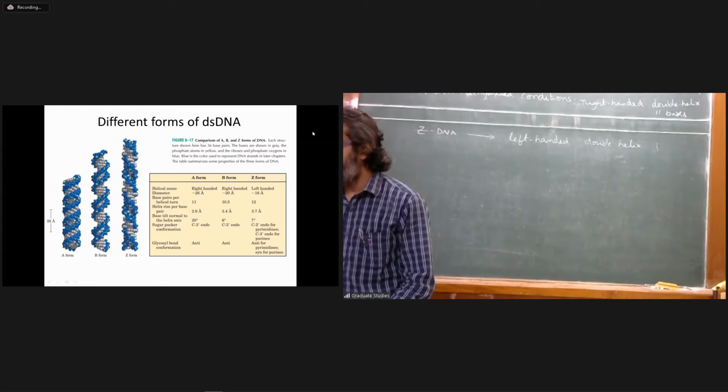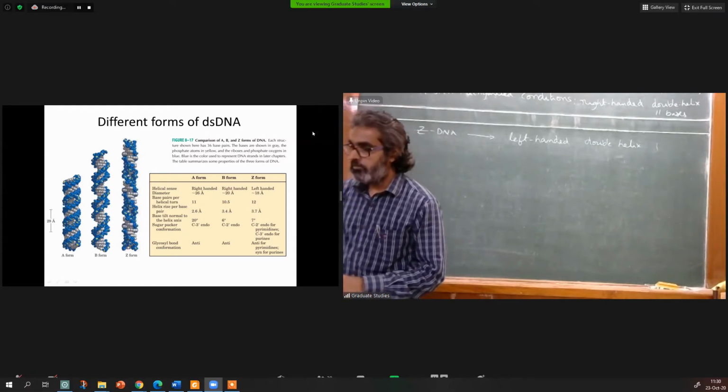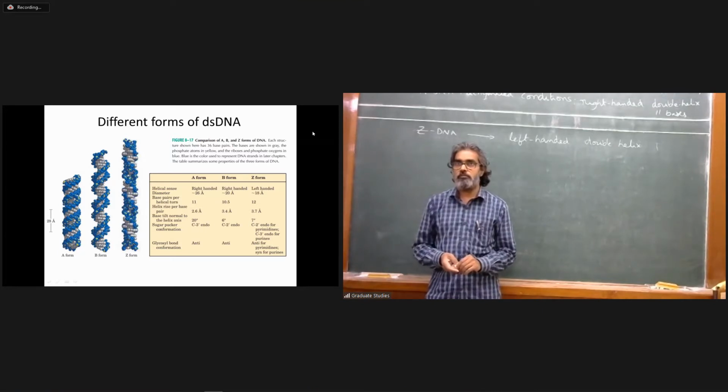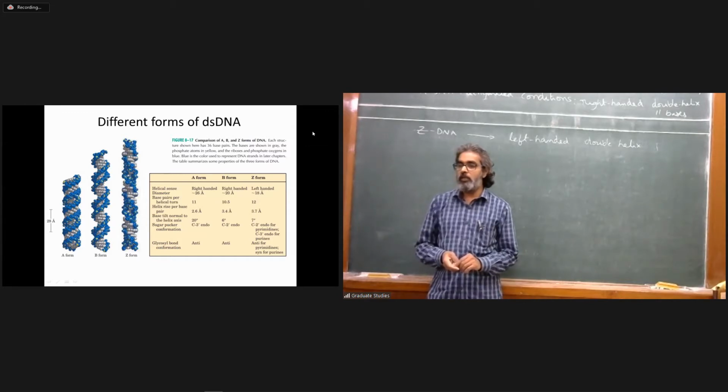Go ahead, Suma. Okay, so the next question is for the A form, we heard the reason that there is less water content around the DNA, and that's why it's getting compressed. So what are the possible reasons for the Z DNA to be in that form, to allow the anti for pyrimidines and syn for purines, so that it can acquire the left-handedness?